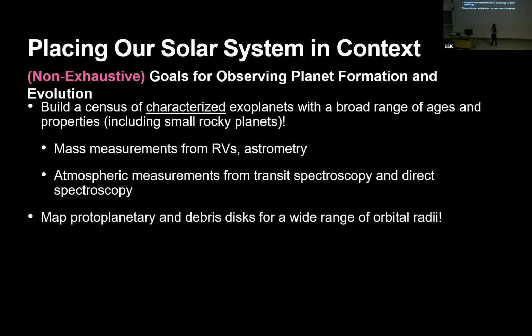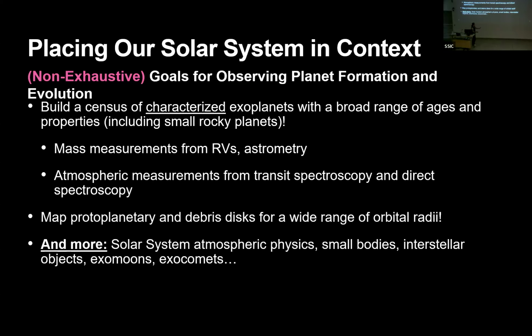So this includes doing things like mapping protoplanetary and debris disks for a wide range of orbital radii and ages. And of course, there's a whole bunch of stuff that I've left out here, including important solar system observations of planets and small bodies, interstellar objects, exomoons, exocomets, things that we've heard a lot about this week.